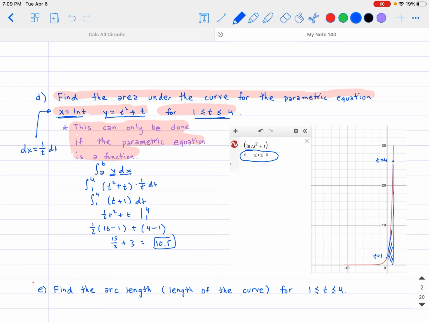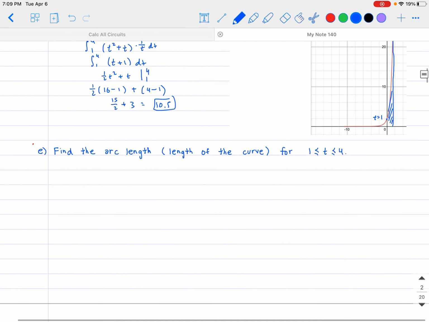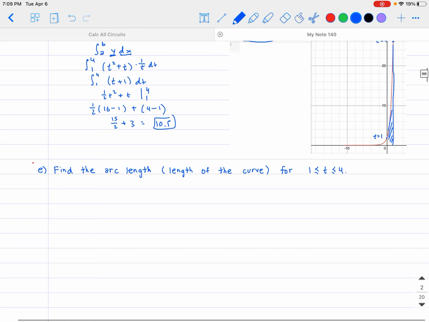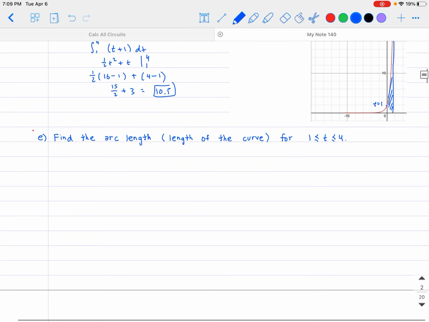All right, here's the last part. I want to find the arc length, basically the length of the curve from t equal to 1 all the way to t equal to 4. If I were to sketch it out on the side, I want to know what that length is from t equal to 1 to t equal to 4. This is something where we have to use the arc length formula, and for those of you who don't remember it, here's what we're going to do.